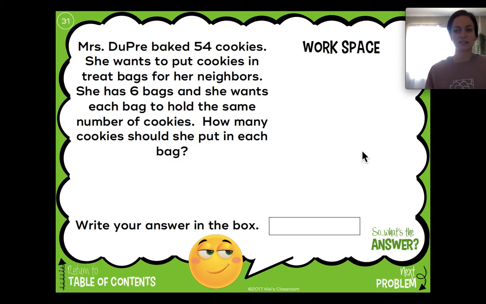So again, just like the other one, we have 54 cookies in all, and she wants to break them apart into 6 bags or 6 groups. Go ahead, pause the video, and find the answer.